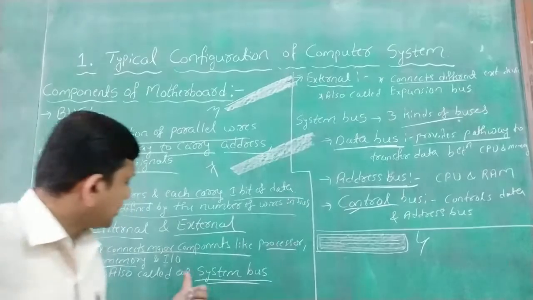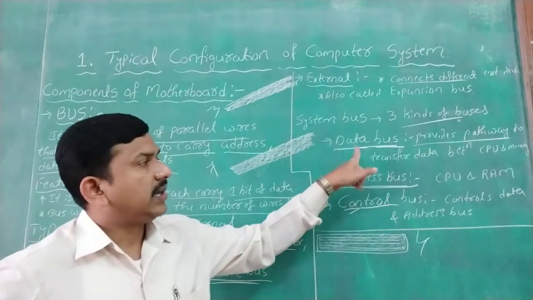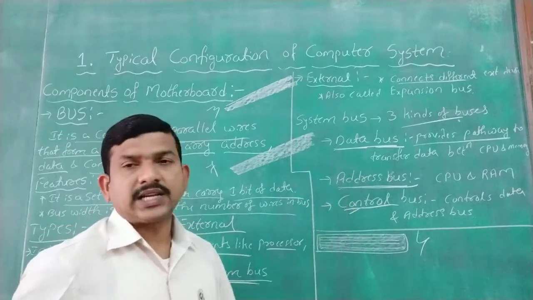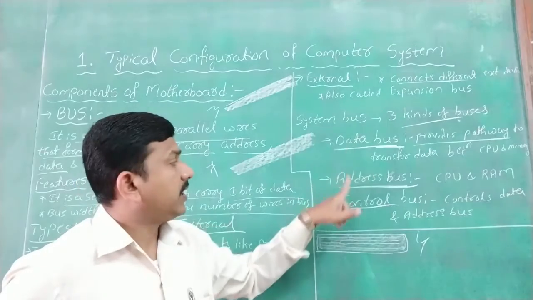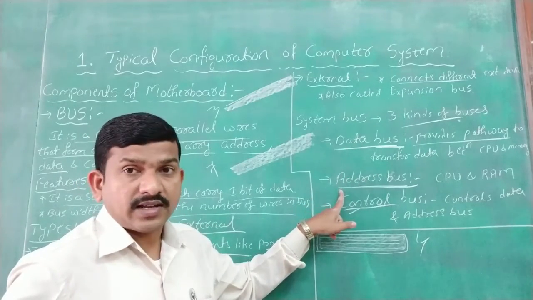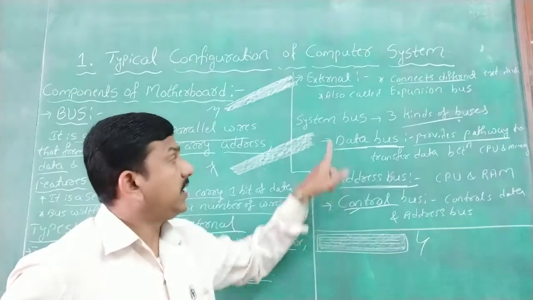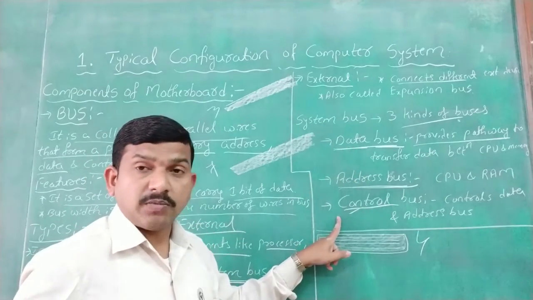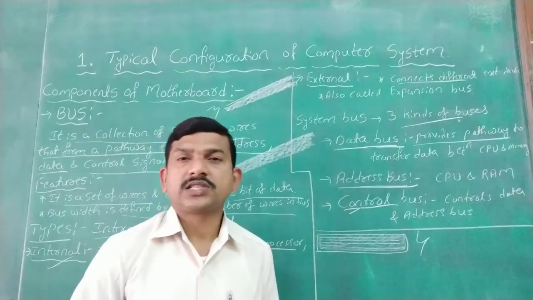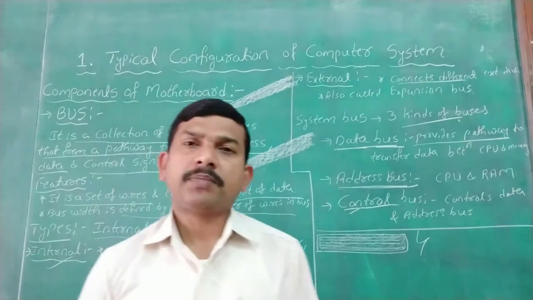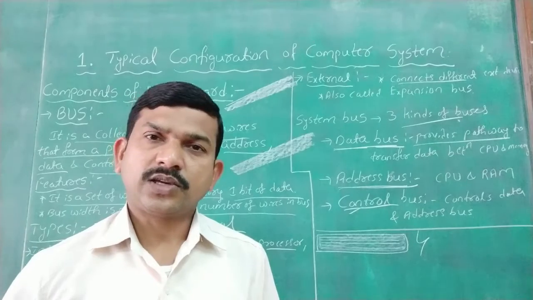Then when we come to system bus, again there are 3 kinds: the data bus, address bus and control bus. The data bus transfers data, the address bus carries addresses, and the control bus controls both the buses. So this is some introduction about buses. The remaining part we will discuss in the next class. Okay, thank you.